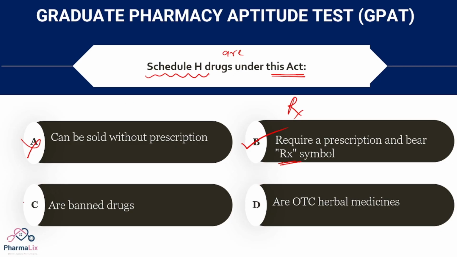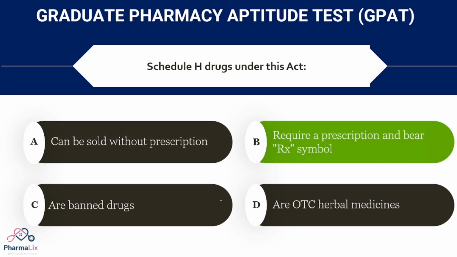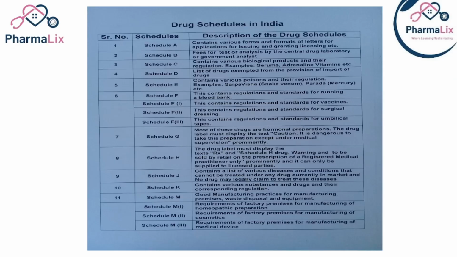Schedule H drugs are banned? No. Schedule H drugs are OTC herbal medicine? That is also wrong. So the correct answer is B. Schedule H drugs require a prescription and bear the RX symbol. So here you can see Schedule H drugs require the RX symbol, and these are the drugs which require the prescription.